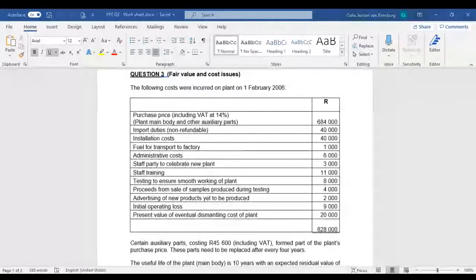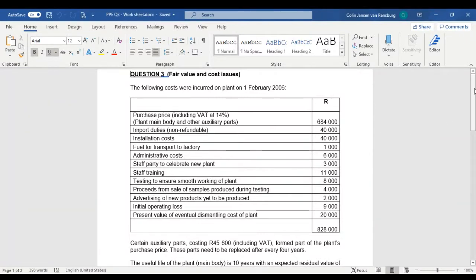You will probably have seen that over the weekend, under your content, under the question banks or notes and question banks, there are now a few pages of notes that describe the basic principles of property, plant and equipment, as well as a question bank. It's in PDF format, but it is the content. There are quite a number of questions in there. The one we are going to look at, just to illustrate how you calculate the cost of an asset, is question 3.